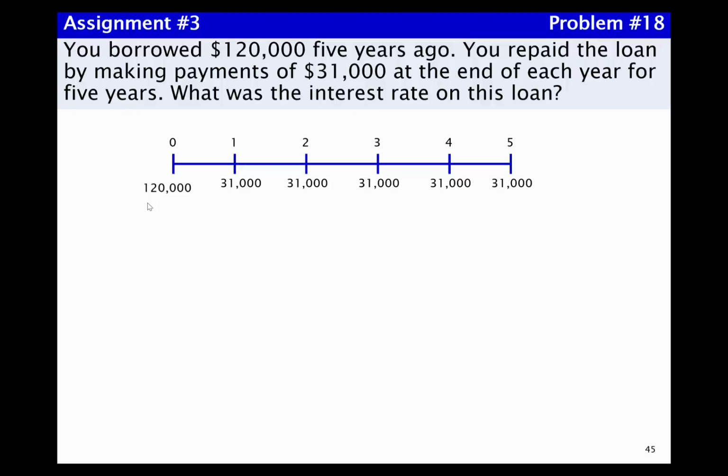Let's move to 18. You borrowed $120,000 5 years ago. You repaid the loan by making payments of $31,000 at the end of each year for 5 years. Okay, what interest rate is implied by this loan?